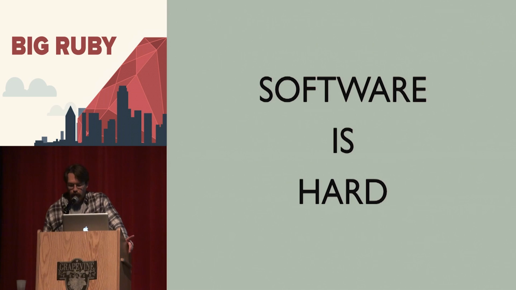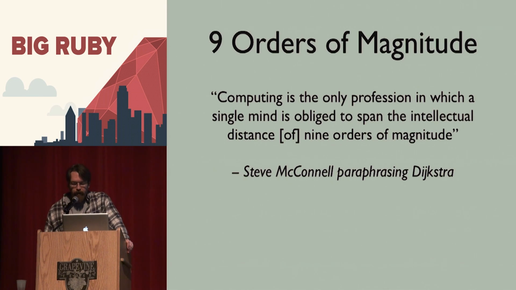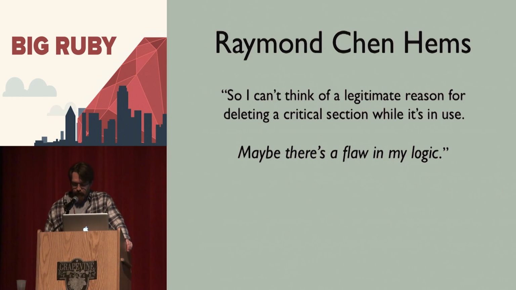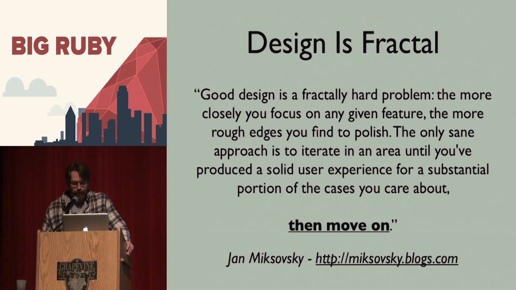Software is hard. Steve McConnell, paraphrasing Dijkstra, says this: computing is the only profession in which a single mind is obliged to span the intellectual distance of 9 orders of magnitude. Eric Sink on his blog once detailed 46 levels of abstraction that his .NET application has to deal with. Raymond Chen, who's a well-known blogger from inside Microsoft, wrote a technical article on why it's a bad idea to delete a critical section, whatever that is, from inside the critical section, but after this long post finishes it with, "but maybe there's a flaw in my logic."